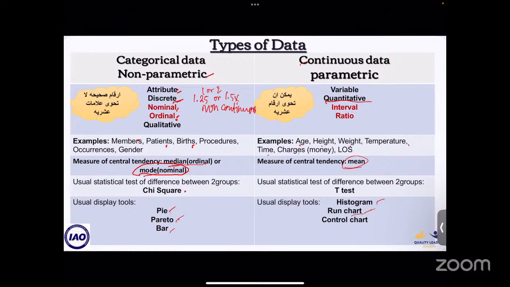So that can be presented through run charts. Also, we have control charts to analyze variations in the process over time, for example, monitoring blood pressure readings. So always remember, for the non-parametric data, the tools used are these three: the pie, Pareto, and the bar. For the continuous or parametric data, they are always these three: the histogram, run chart, and control chart.